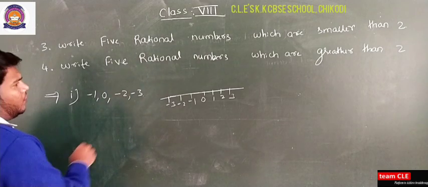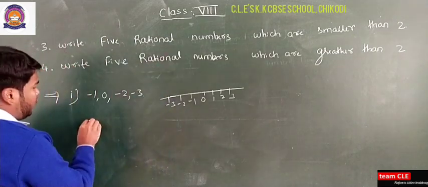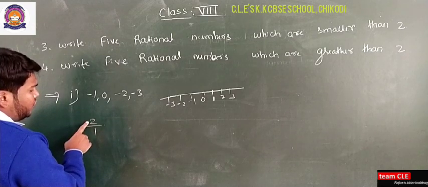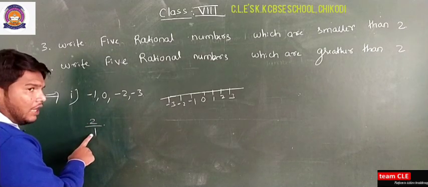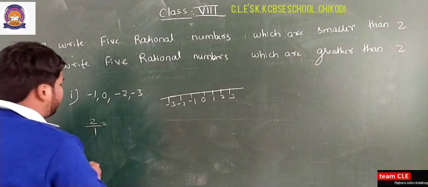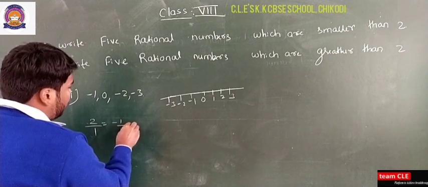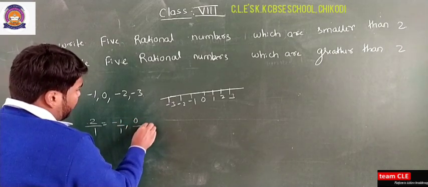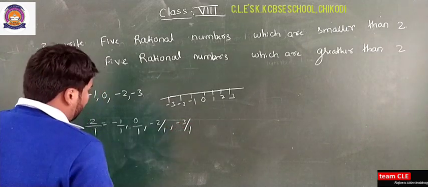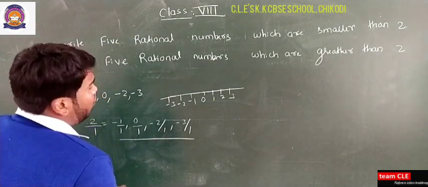So 2 by 1. So you can express 2 as 2 by 1, and this is an integer. It can be expressed in the form of rational numbers. So 2 by 1 can be expressed in the form of rational numbers which are smaller than 2. You can write -1 by 1, 0 by 1, -2 by 1 and -3 by 1. So these are 5 rational numbers which are smaller than 2.